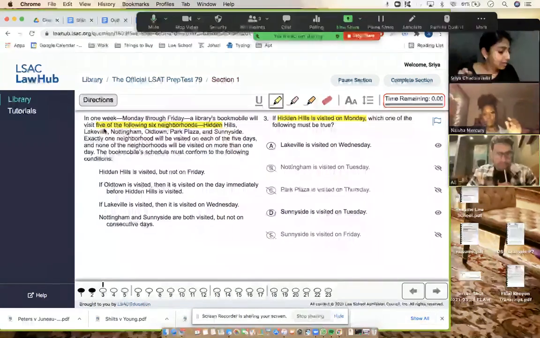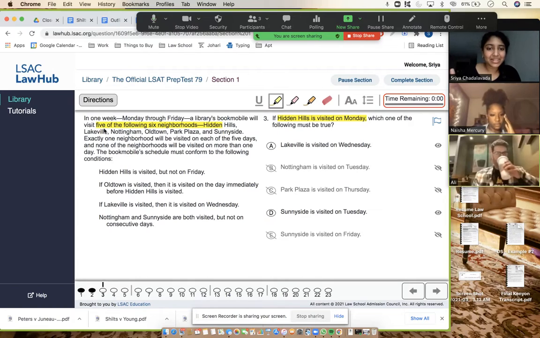Awesome. So back to what we were talking about. If H is visited on Monday, which must be true, we drew out a combination, right? Does it seem like L has to go on Wednesday?